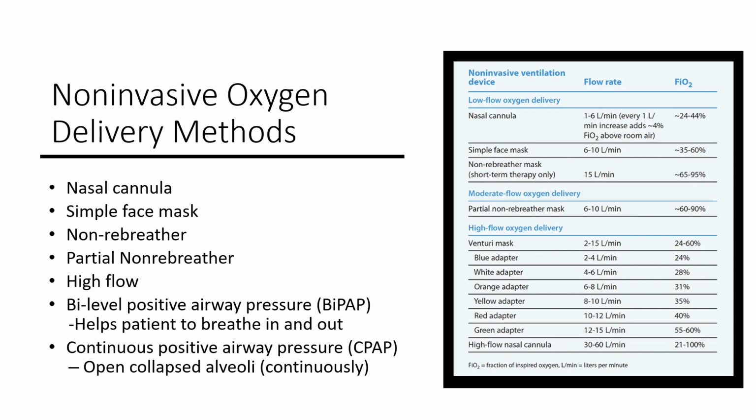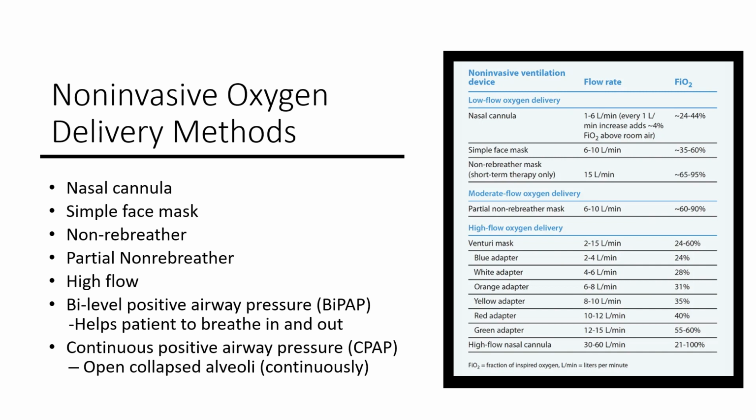Non-rebreather, which is up to 15. In the hospitals, you'll mainly see your nasal cannula to your non-rebreather. And then you'll also see your BiPAPs and your CPAPs, as well as your high flows. We're not going to go too crazy with them. We're going to talk a little bit more about CPAP.